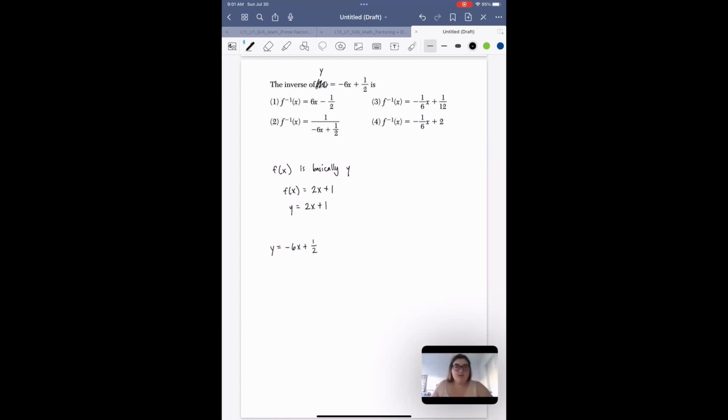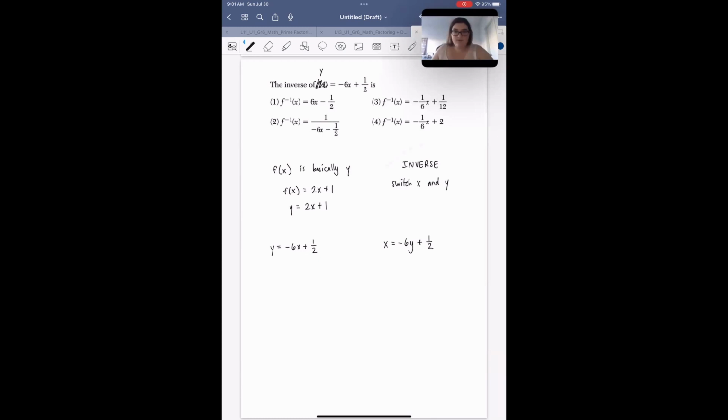All right, so now to the inverse part. When you have an inverse, what do you do? You switch x and y. And now you see why it was important that we replaced f of x with y. So now, to get our inverse, all I do is where there was a y, I put the x, and when there was an x, I put the y. So now, as promised, this is our straight algebra. So now we're solving to get y by itself.